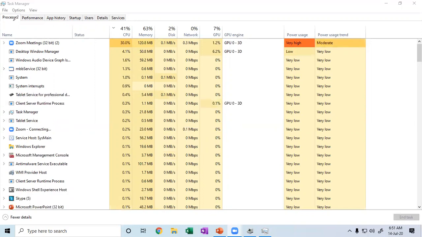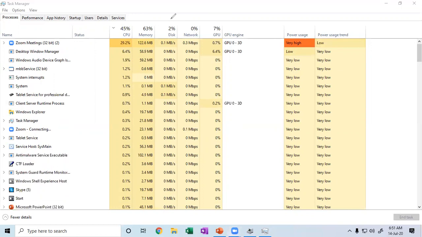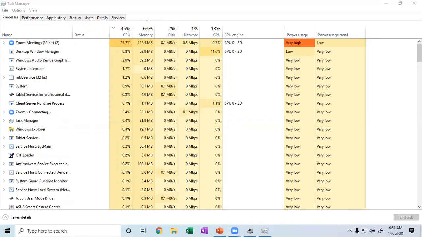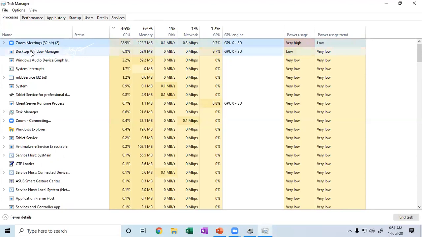Now I can hear you. So see, this is process management. These are the different processes currently running on my system. Okay. So these are the different processes running in my system.